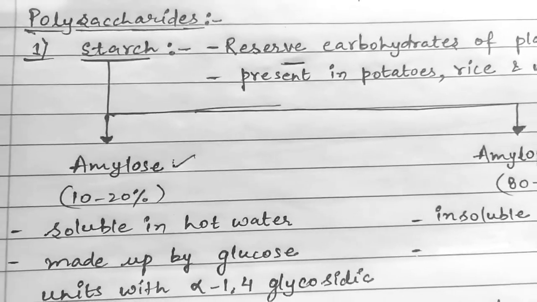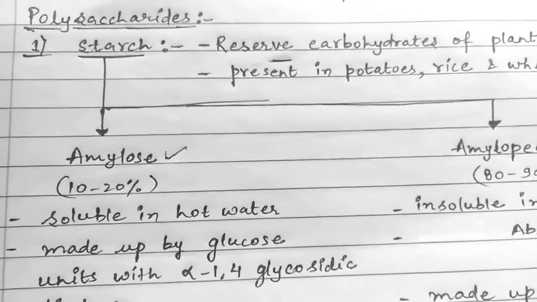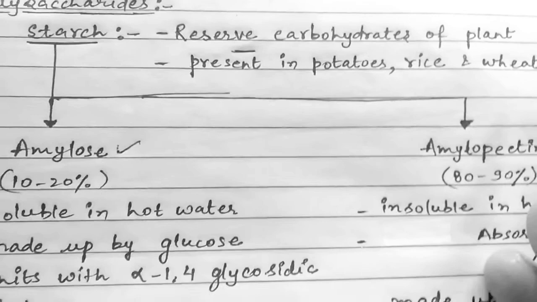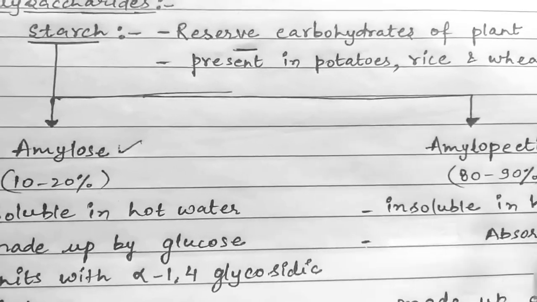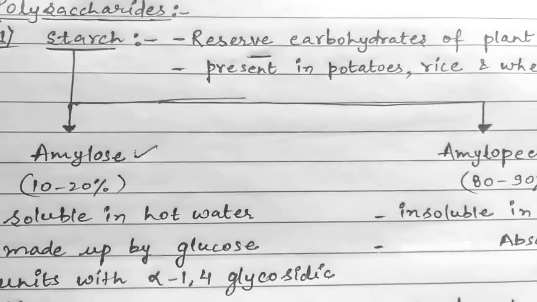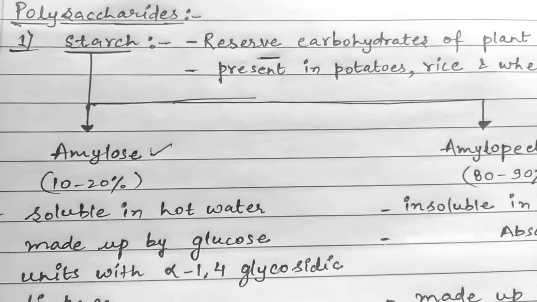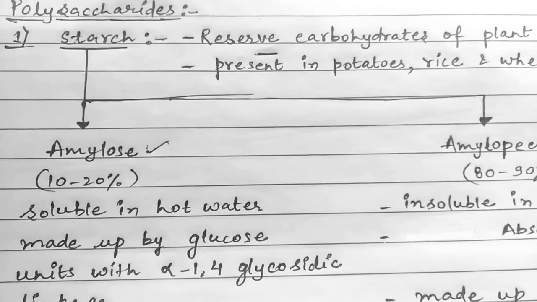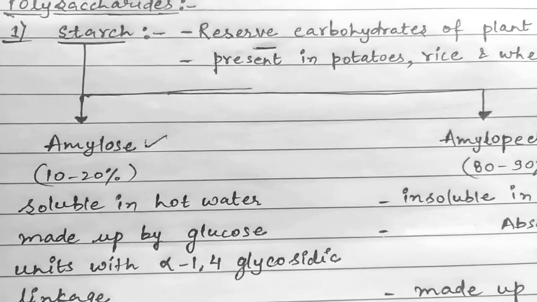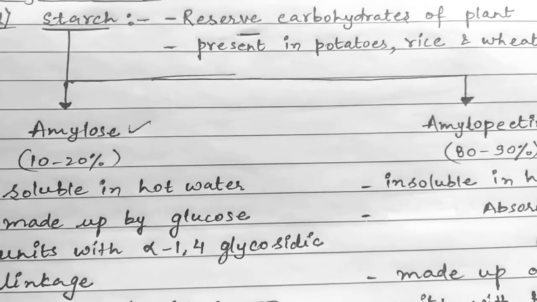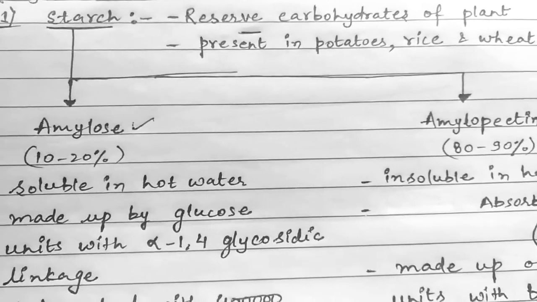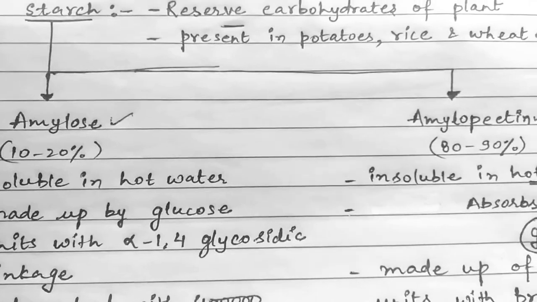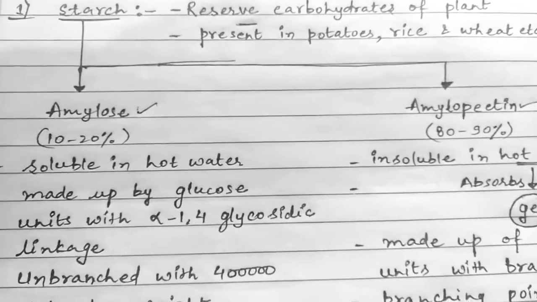So right now we will talk about the starch. Starch is the reserve carbohydrate of the plant. Why is it a reserve carbohydrate of the plant? Because whenever the plant forms glucose through photosynthesis, the extra glucose gets converted into starch, mostly in the simple permanent tissue, that is the parenchyma, and in the products of the plant like potatoes, rice, wheat, and different kinds of cereals.